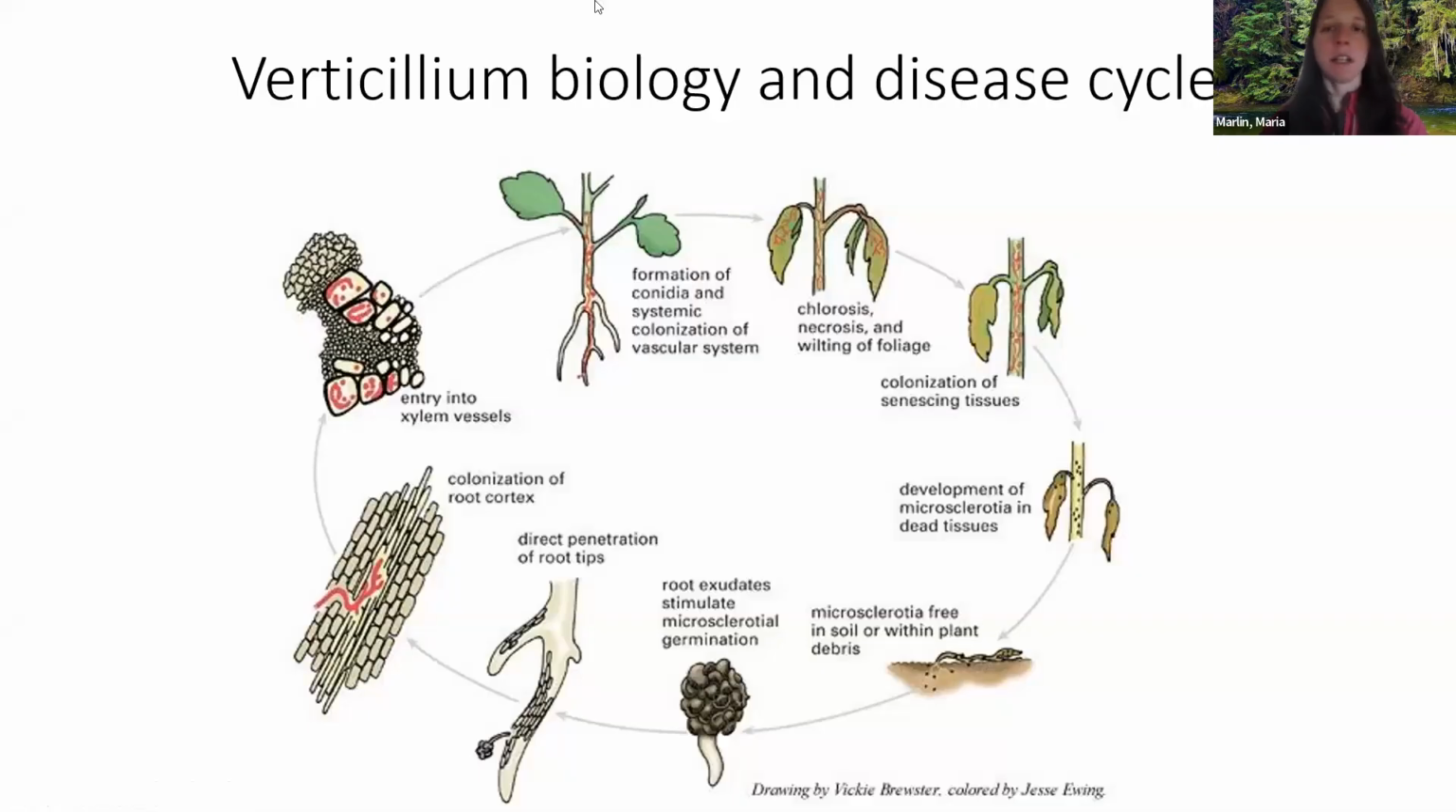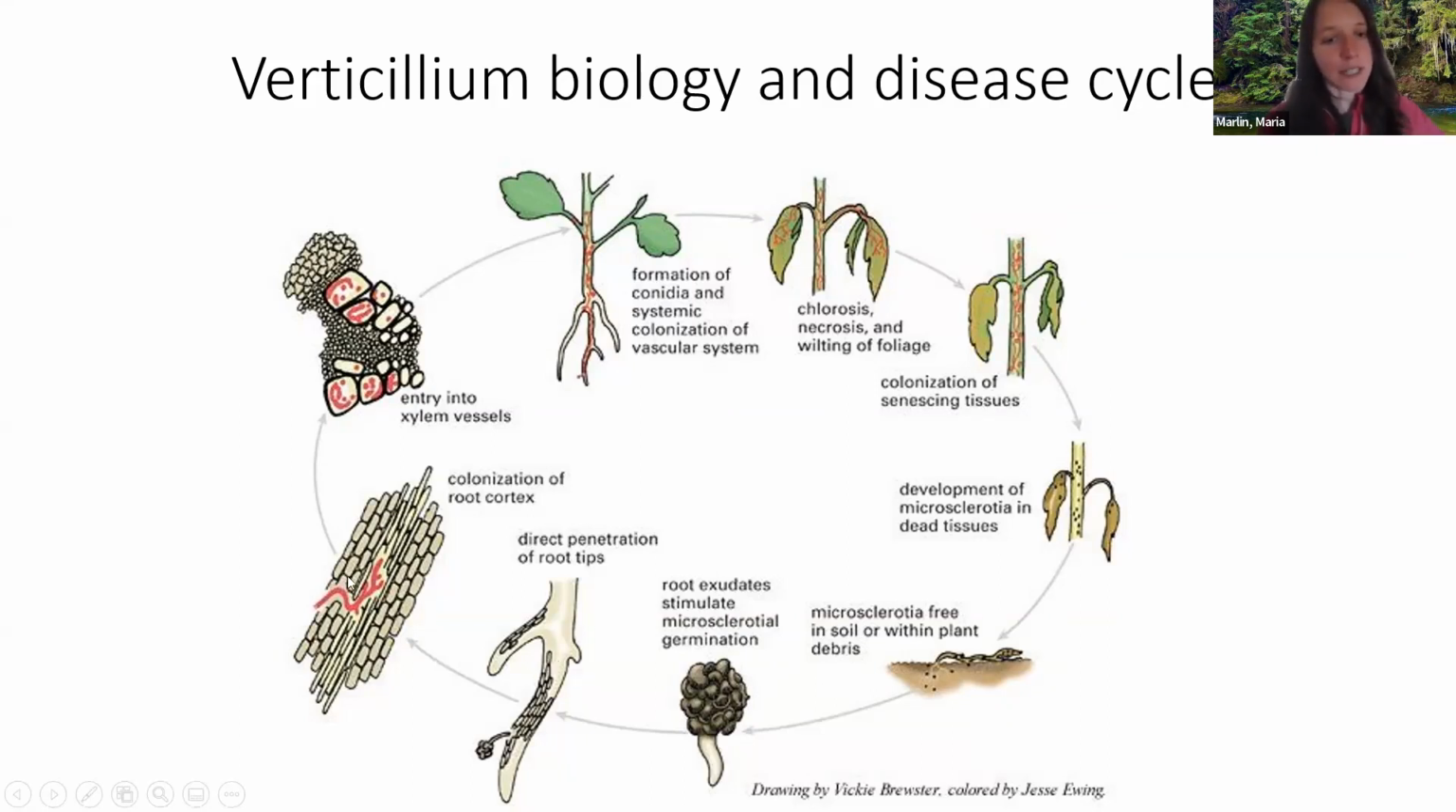All right, so let's look at the life cycle here for a minute, because it's going to become important whenever we talk about management. Now, verticillium is a monocyclic pathogen, and that basically means that you have the initial inoculum, but you don't have any secondary inoculum that's going to cause multiple generations per year. So your primary inoculum is down here, and this is the microsclerotia, and it will germinate once it receives chemical signals from root exudates.